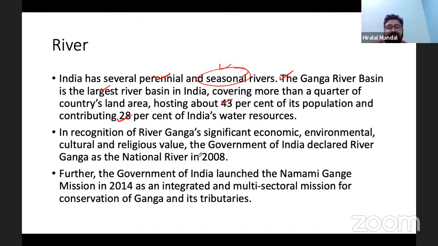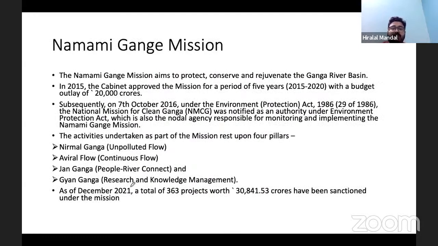The government has also recognized this fact, and time and again rejuvenation of the Ganga River has been undertaken by successive governments. Recently, a new project known as the Namami Gange mission was started in 2014, which is an integrated and multi-sectoral mission for conservation of the Ganga and its tributaries. Multiple approaches have been adopted under the Namami Gange mission. The aim is to protect, conserve, and rejuvenate the Ganga River basin.